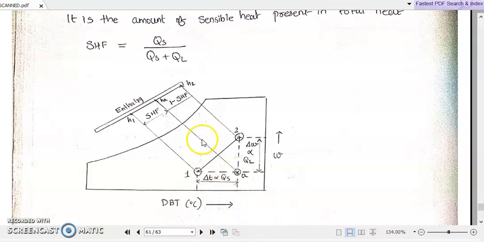Please try to understand this sensible heat factor, and how we can represent this sensible heat factor on the psychrometric chart. So thank you.